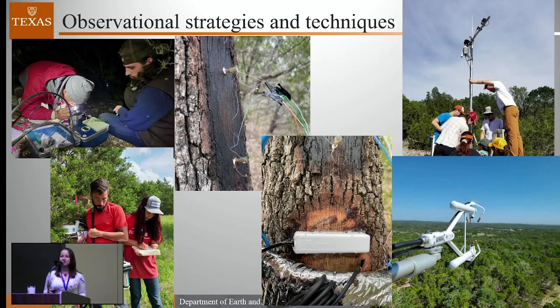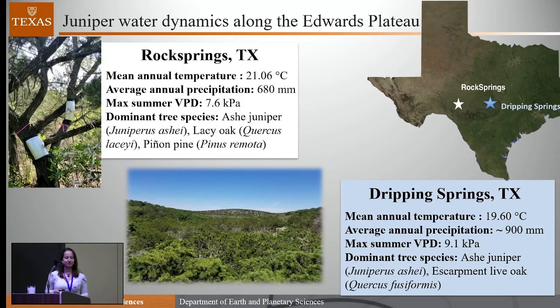And so the data I want to share with you today is looking at across the Edwards Plateau, from Rock Springs, Texas, all the way out in Edwards County. Rock Springs is the county seat of Edwards County, if you haven't been there recently, to Dripping Springs, Texas. The difference between some ash juniper water use struck me as really neat.